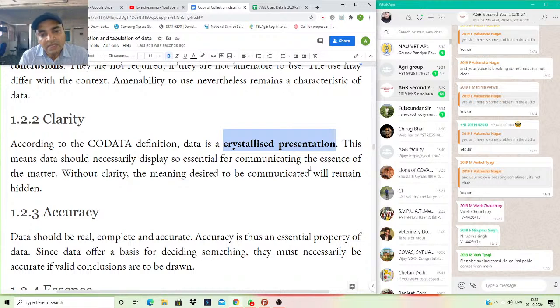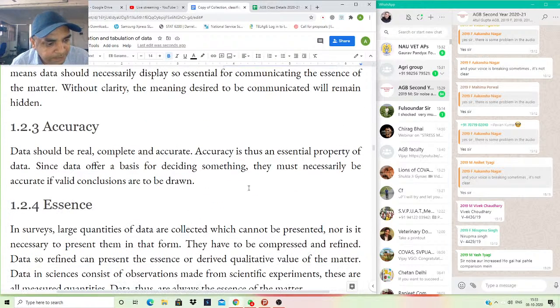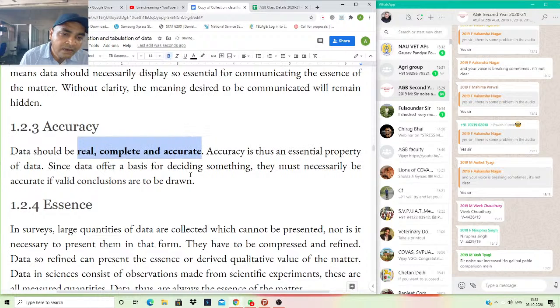For example, if we have OGPAs, then we are clear that this student has this much OGPA, so he has this much better performance as compared to the others. So this gives you clarity about the data. Now, accuracy. Data should be real, complete, and accurate. Incomplete, unreal, or inaccurate data are of no use, so accuracy is an essential property of data.